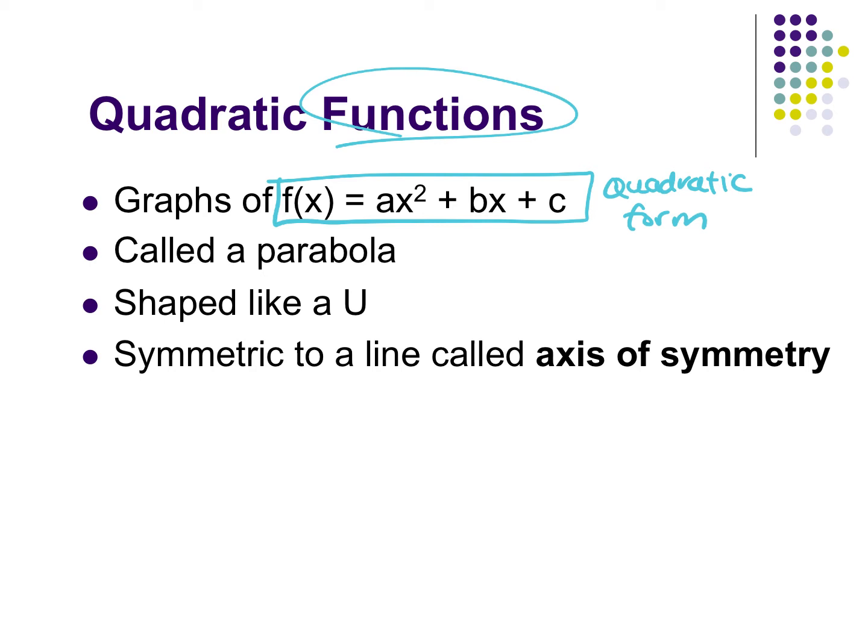The graph of it is a parabola. We know that word. It's shaped like a U. These U's will always point up or down because my x is always squared. The f of x can never be squared because then it fails the function test. So now we've narrowed it down to just parabolas that point up or down. They cannot go sideways. They are symmetric to a line called the axis of symmetry. The axis of symmetry is a vertical line, specifically a vertical line, that passes through the vertex. So go straight down through the vertex.